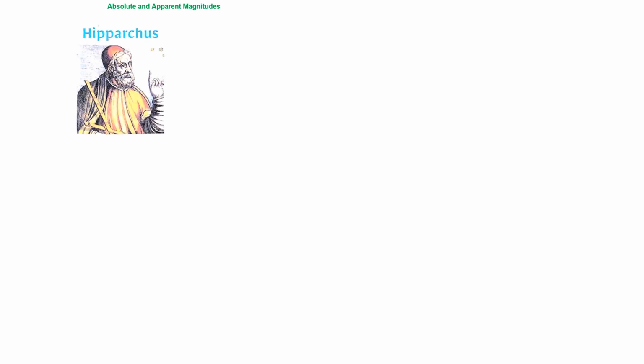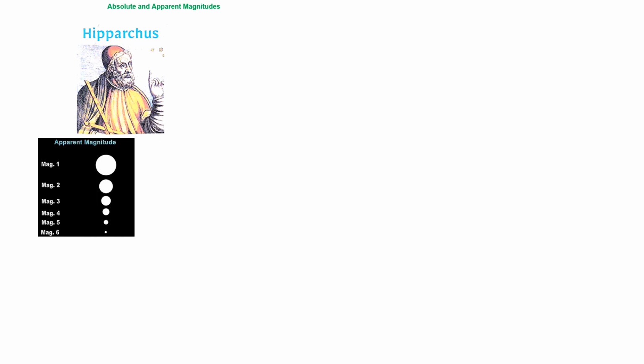Let's start with a brief history of the astronomical magnitude scale. Hipparchus was a Greek astronomer who lived about 2,200 years ago. He was the first person to classify stars by brightness. Hipparchus called the brightest stars first magnitude stars. Then he listed stars as second magnitude and so on down to sixth magnitude stars, which were the dullest that could be seen by eye. Of course, he did not have binoculars.